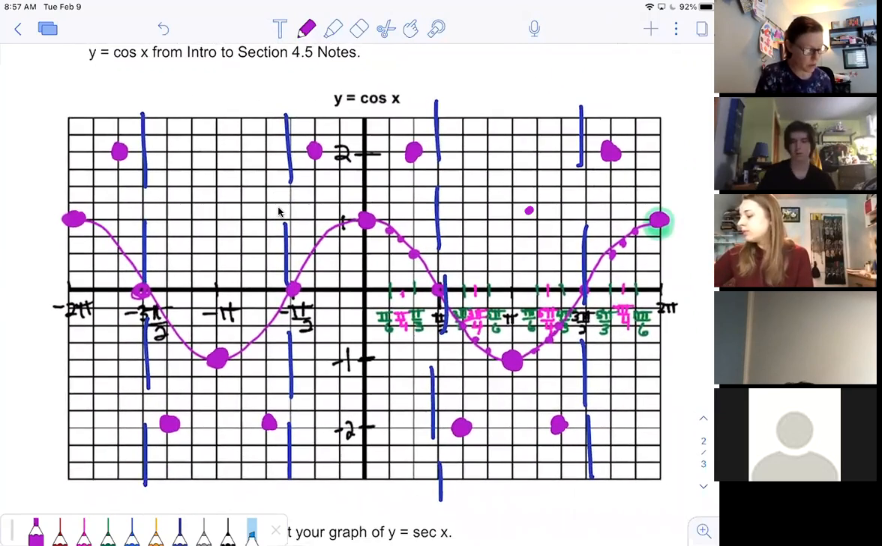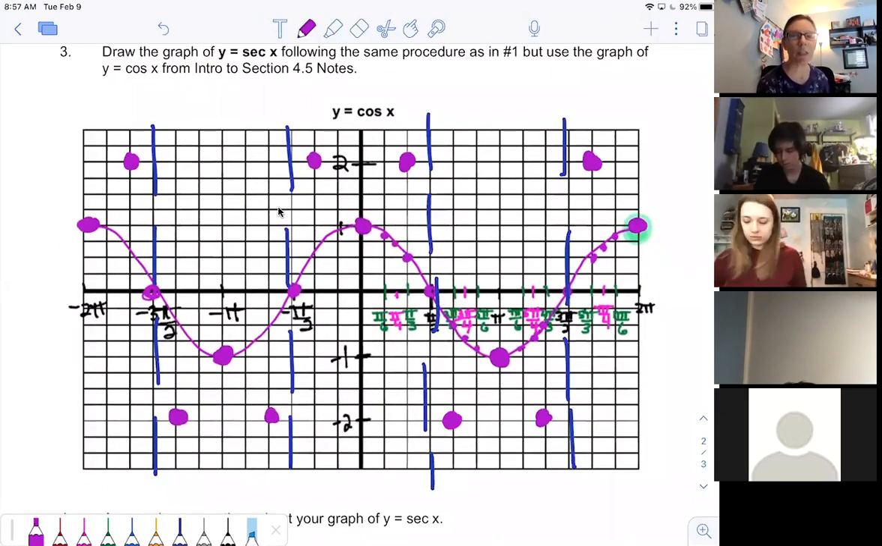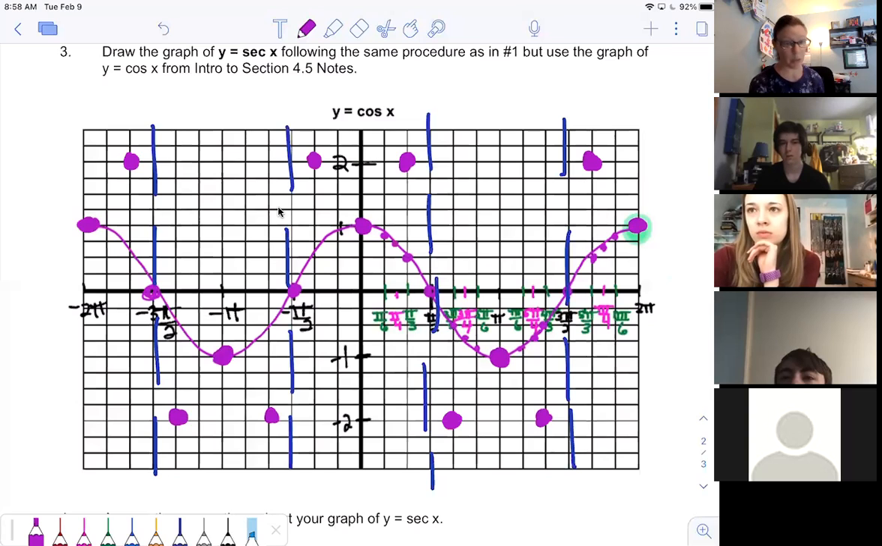So here's my cosine graph, and I have some dots plotted on here. I pretty much did the same thing we talked about yesterday. Anywhere cosine has an x-intercept, the secant has an asymptote, and we'll focus on that tomorrow as well when we graph them. So I placed my asymptotes at all the x-intercept locations. And when the cosine is 1, the secant is also 1. When the cosine was at 1/2, the secant is at 2. And I have those points plotted on here.